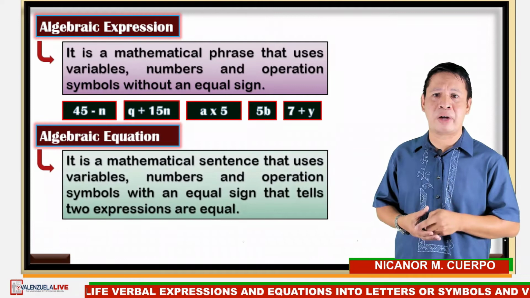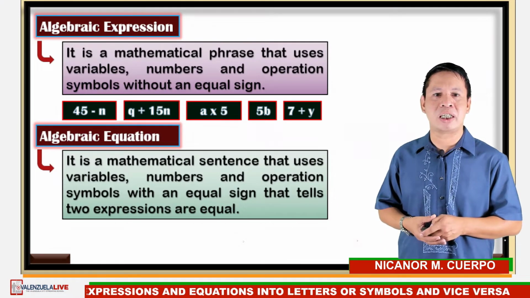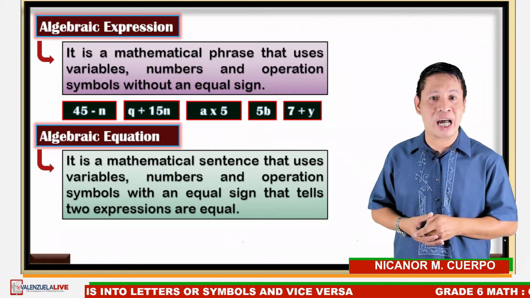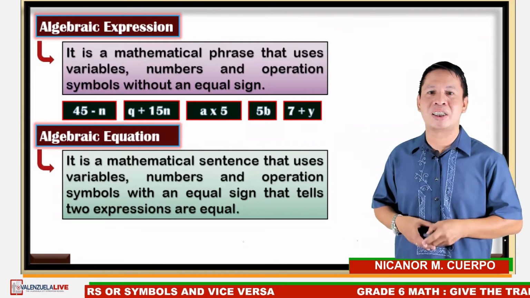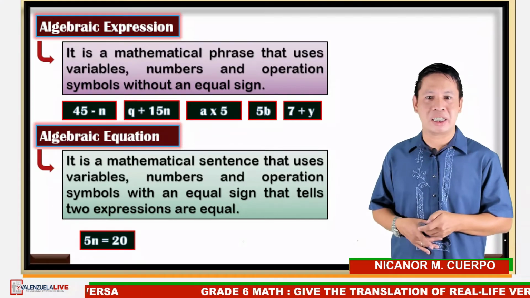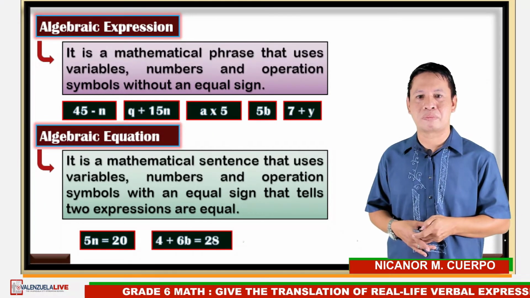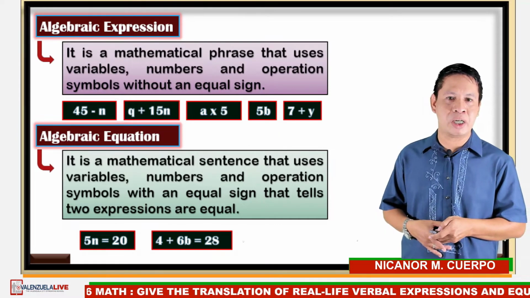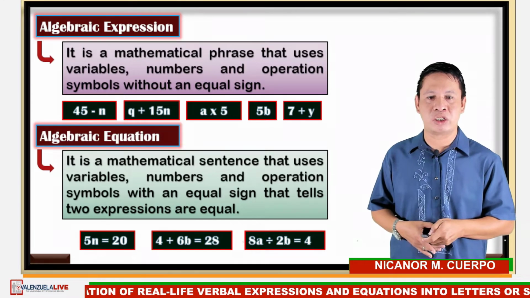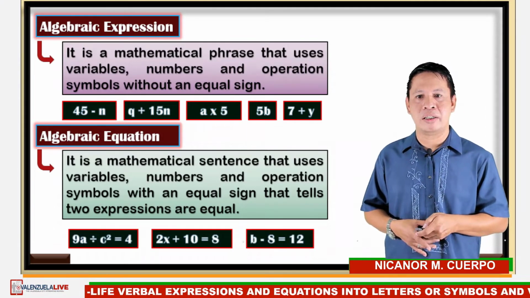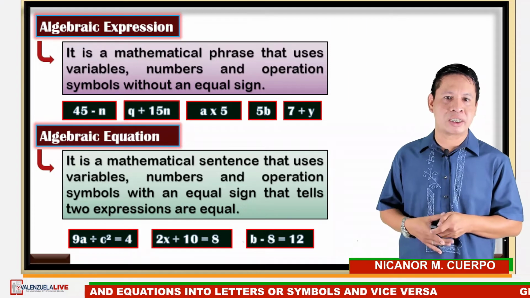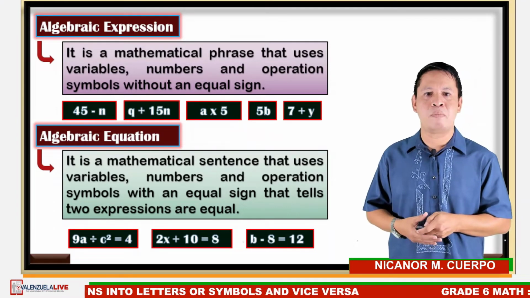Now, an algebraic equation is a mathematical sentence that uses variables, numbers, and operation symbols with an equal sign that tells two expressions are equal. Like 5n equals 20, 4 plus 6b equals 28, 8a divided by 2b equals 4, 9a divided by c squared equals 4, 2x plus 10 equals 8, b minus 8 equals 12.